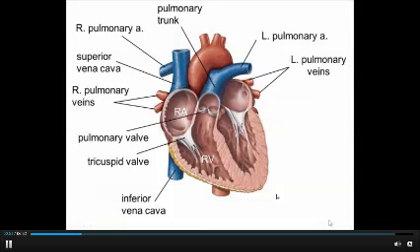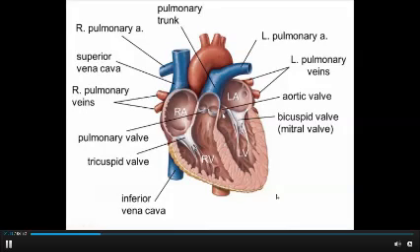Blood is returned via right and left pulmonary veins into the left atrium, and then through the bicuspid valve, also known as the mitral valve, blood travels into the left ventricle. From the left ventricle, it travels through the aortic valve into the aorta.